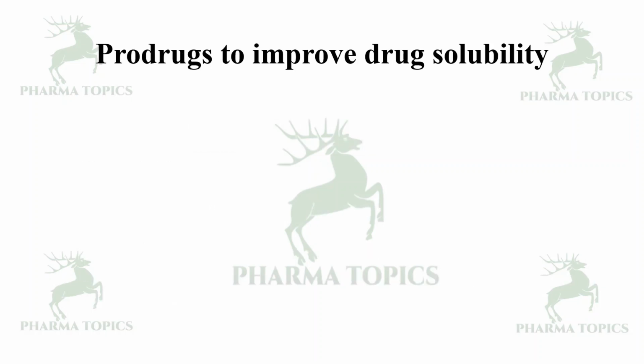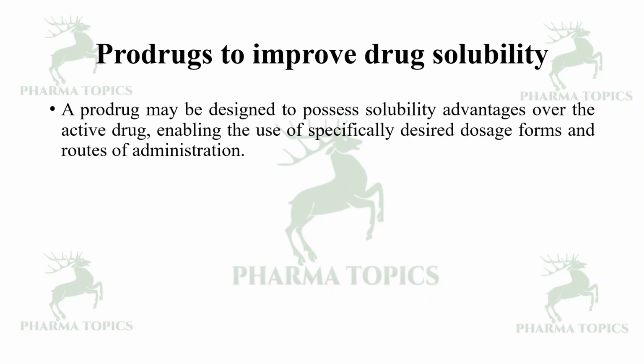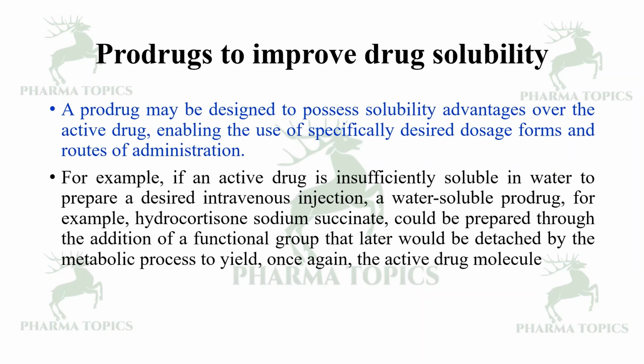Let us see the classical examples from now on. Prodrugs to improve drug solubility. A prodrug may be designed to possess solubility advantages over the active drug, enabling the use of specifically desired dosage forms and routes of administration. For example, if the active drug is insufficiently soluble in water to prepare a desired intravenous injection, a water-soluble prodrug such as hydrocortisone sodium succinate could be prepared through the addition of a functional group that later would be detached by the metabolic process to yield once again the active drug molecule.